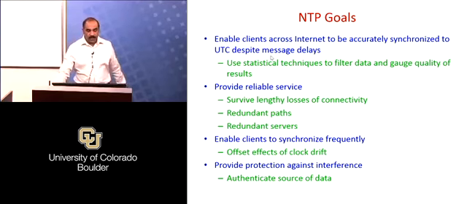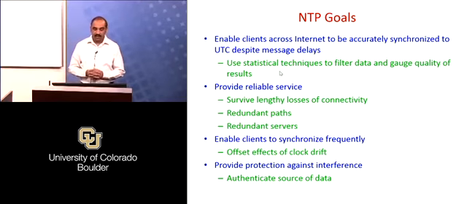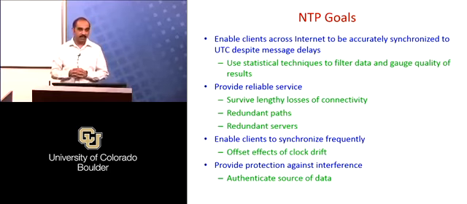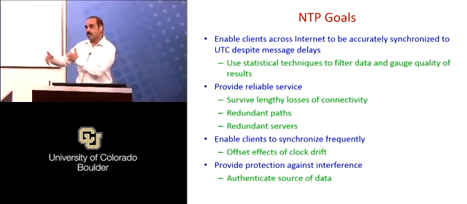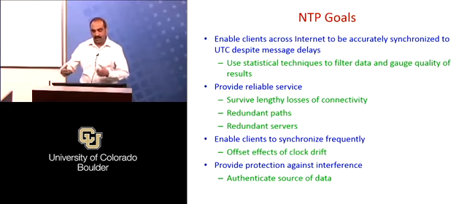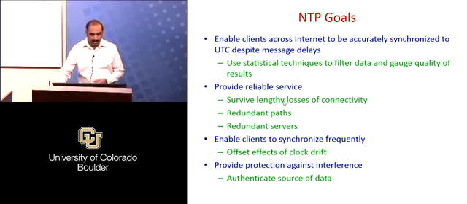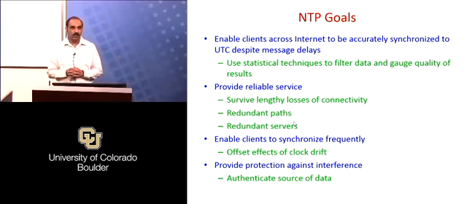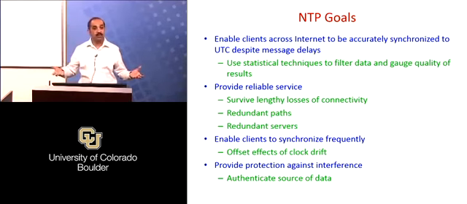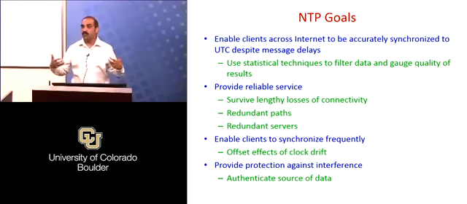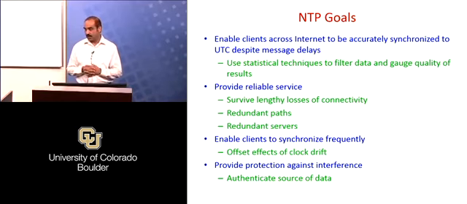So the idea behind NTP is to use statistical techniques to filter out the erroneous data. It actually relies on history: it looks at past readings, and based on that it gets good quality data to synchronize its clock. It provides a reliable service, so it can survive lengthy losses of connectivity. It has redundant paths and redundant servers. Naturally, since you're using this to synchronize pretty much every computing device on the internet, you must have redundancy in the servers as well as in the paths.